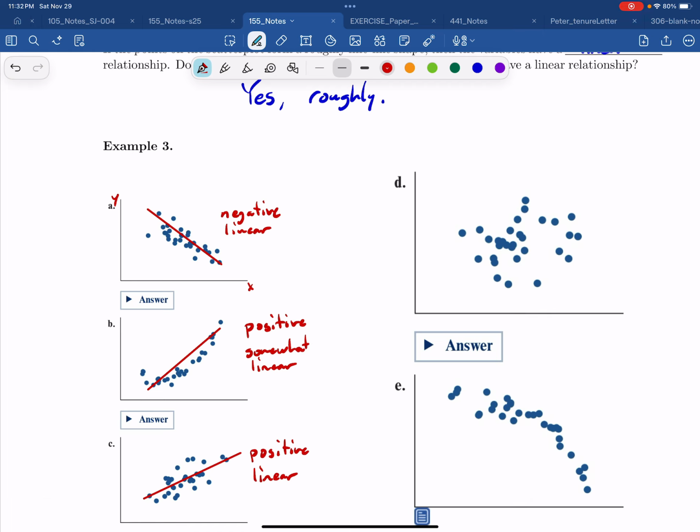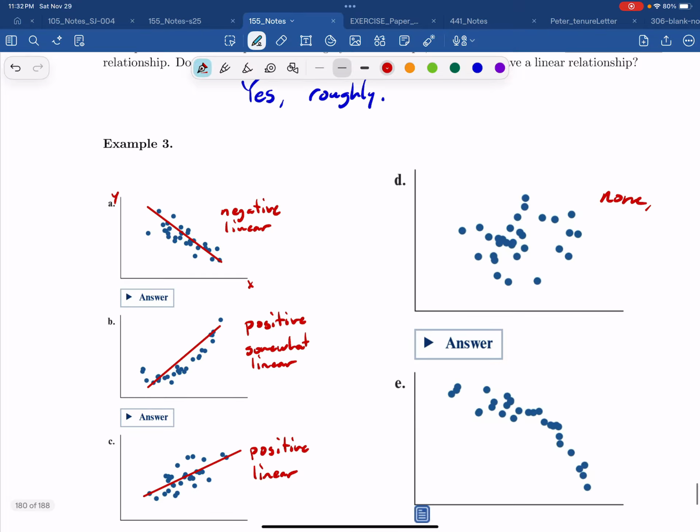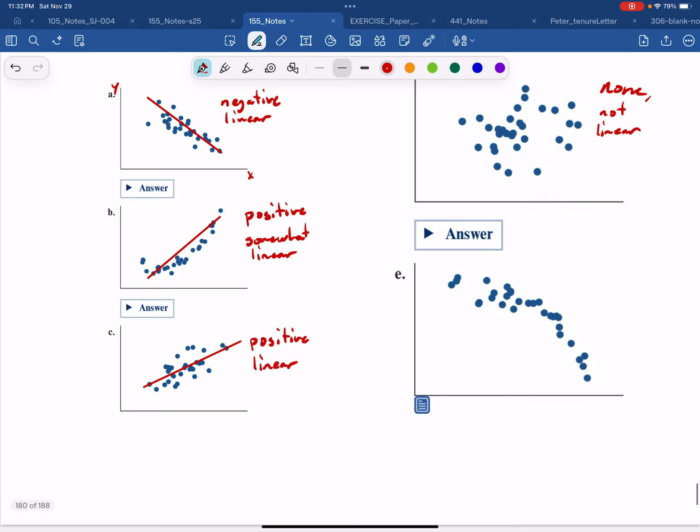There's not really a relationship going on there. And then this last one, negative. There is definitely a negative relationship. I'd say somewhat linear, but it's not really. It's really more in this shape. That would be a better type of relationship, but it's not completely non-linear based on what we've got.